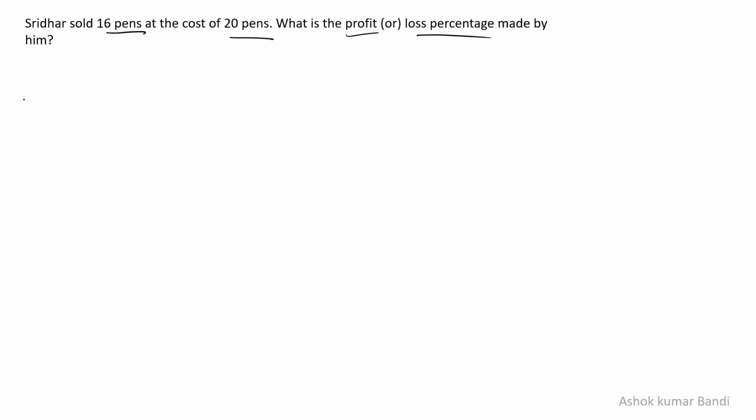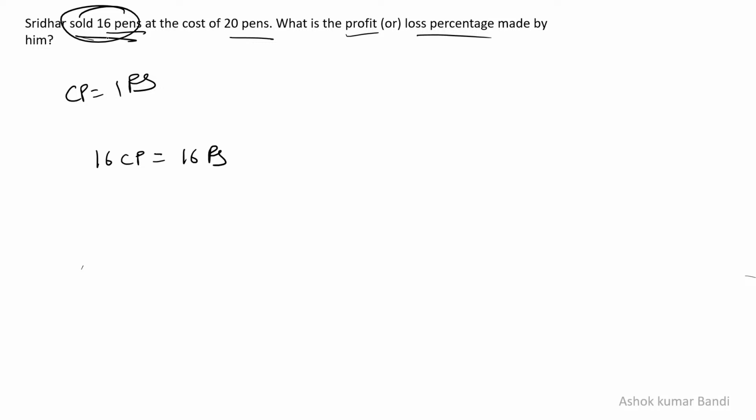The first one, you can just assume that however many pens you are selling, try to buy those many pens by taking CP equal to 1 rupee. So assume that CP equal to 1 rupee. I am selling 16 pens, so first try to buy 16 pens. So if I want to buy 16 pens, I need to spend 16 rupees, because 1 pen equals 1 rupee.